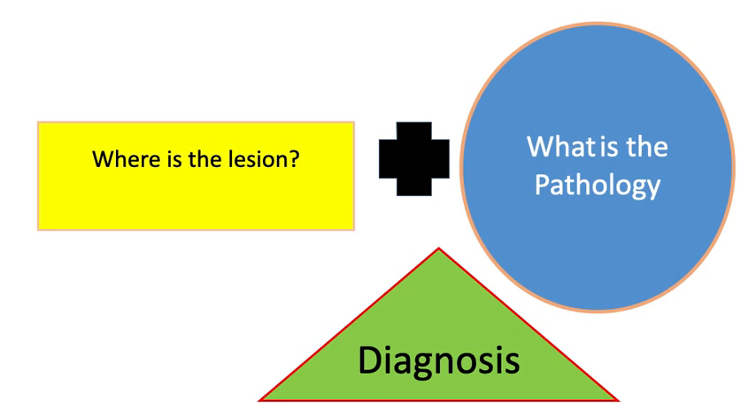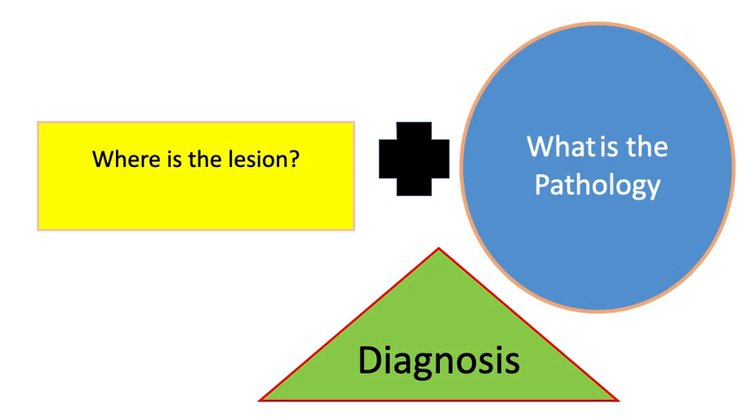Neurological diagnosis is slightly different from the diagnosis of other illnesses. In neurological diagnosis, we try to find out where the lesion is, what is the site of the lesion, and then we try to find out what the nature of the pathology is, whether it's inflammation, infection, and so forth. And when you combine the two, we get the diagnosis.